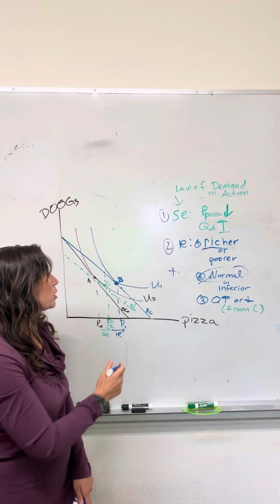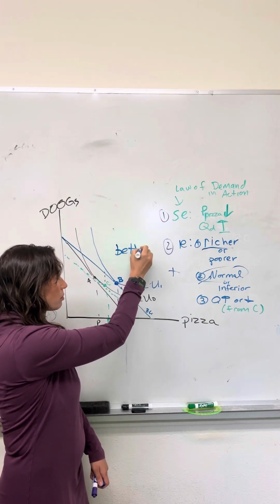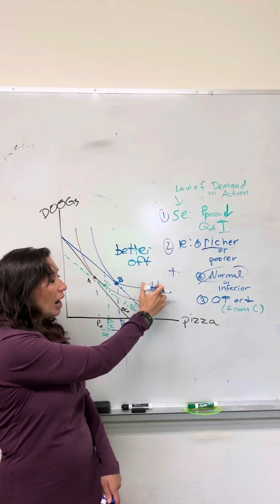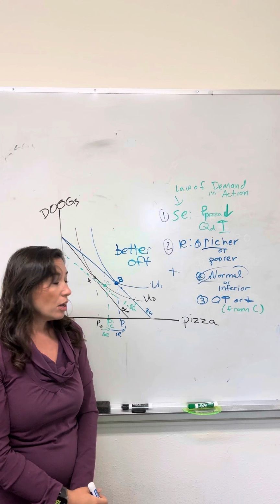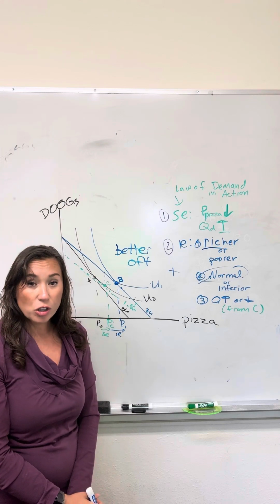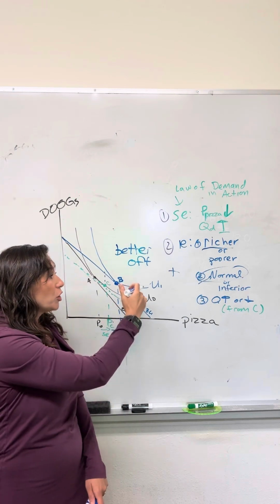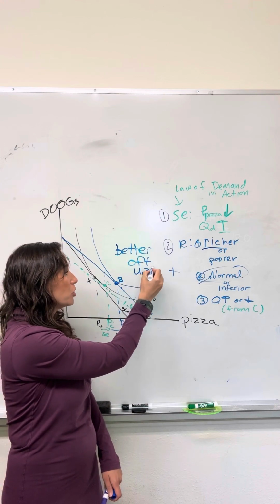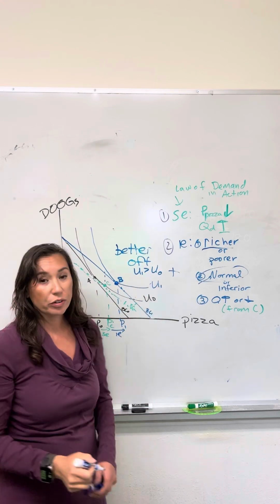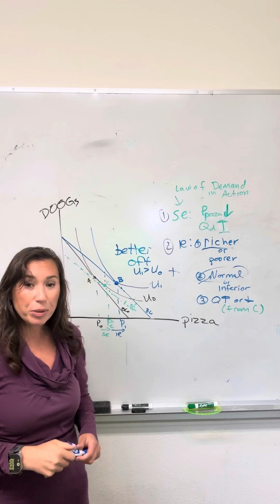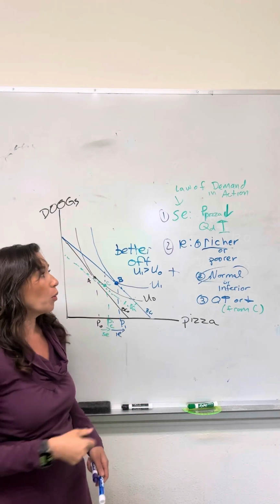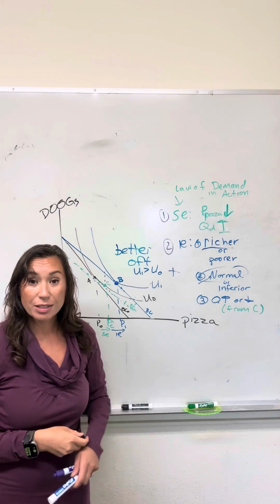Now this consumer is better off, and the reason why they're better off is they're on a higher indifference curve. So if you recall, there were some videos that talked about how indifference curves fill a plane, and the higher you are, the higher level of satisfaction. So because U1 is greater than U naught, I am indeed happier, more satisfied with, at the end of the day, more pizza when the price of pizza has gone down.